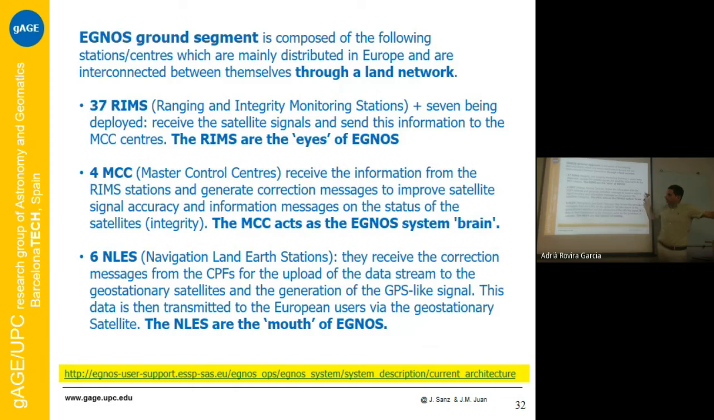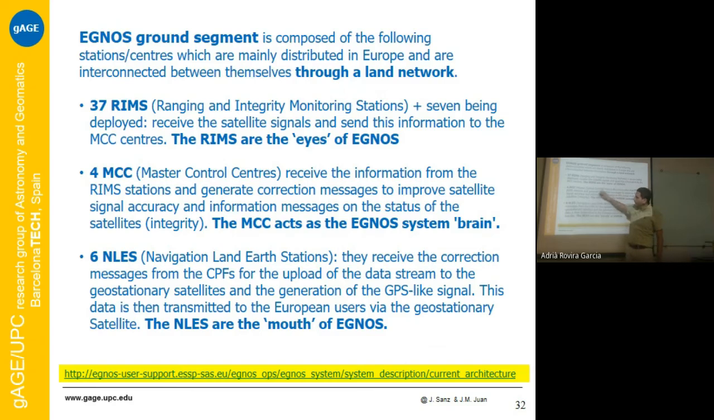Okay, so this is how the EGNOS ground segment looks in detail. So we have around 30 something of these RIMS deployed in the European territories. And we can think that the RIMS are the eyes of EGNOS, in the sense that they are the ones seeing the satellites, getting the information from the GPS satellites.